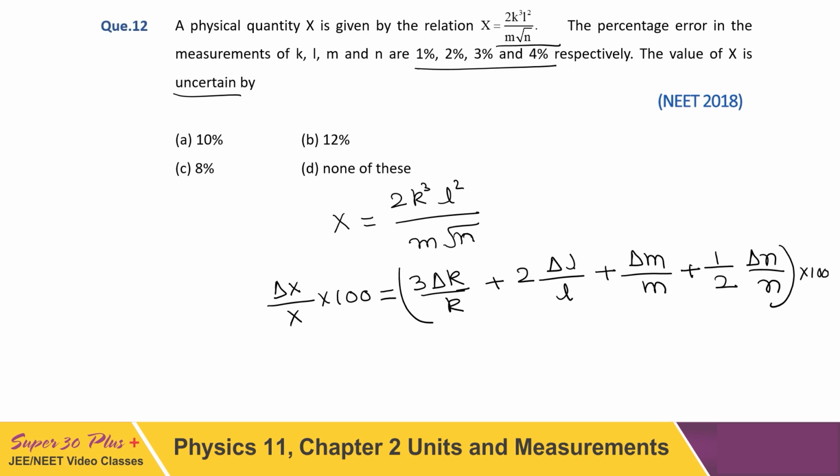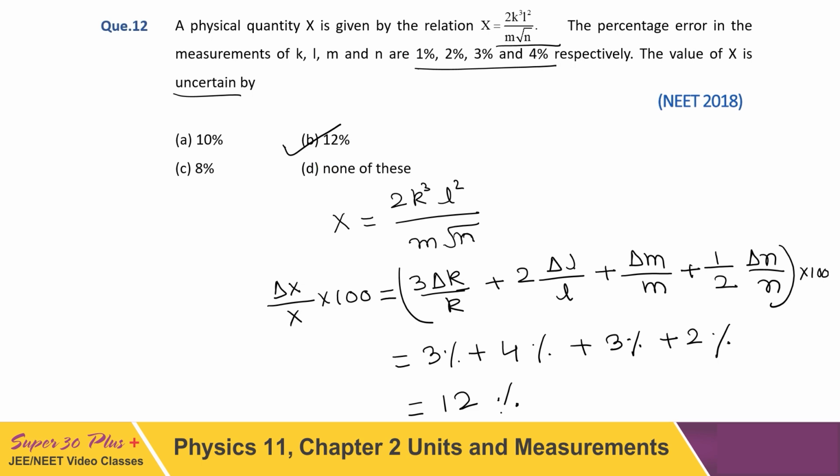Now let us substitute all the values. Errors are given in percentage, so it will be 3% plus 2 into 2, that is 4%, plus 3% plus half of 4%, that is 2%. And so the result will be equal to 12%. That is our correct option B.